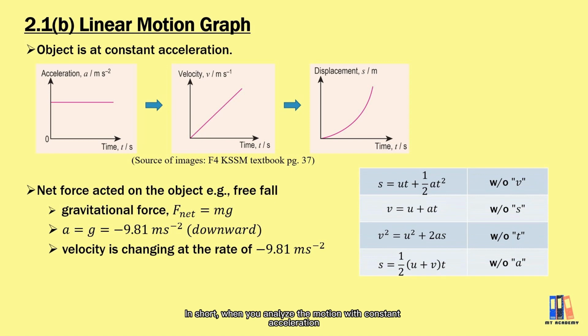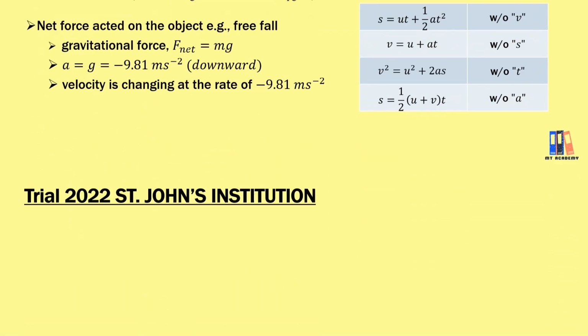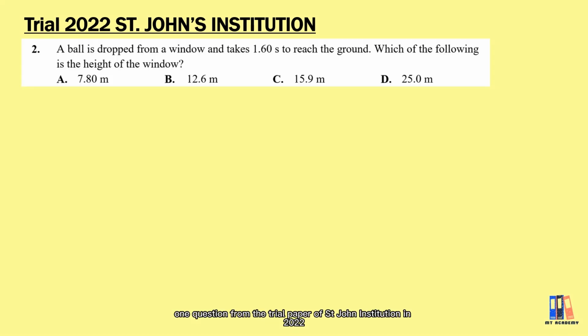In short, when you analyze a motion with constant acceleration, you may consider using one of the 4 linear motion equations that were mentioned at the very beginning. In fact, you use the first 3 motion equations most of the time in questions related to free fall motion, because you will have the value of a equal to -9.81 m/s². Now let us try one question from the trial paper of Sandra Institution in 2022.